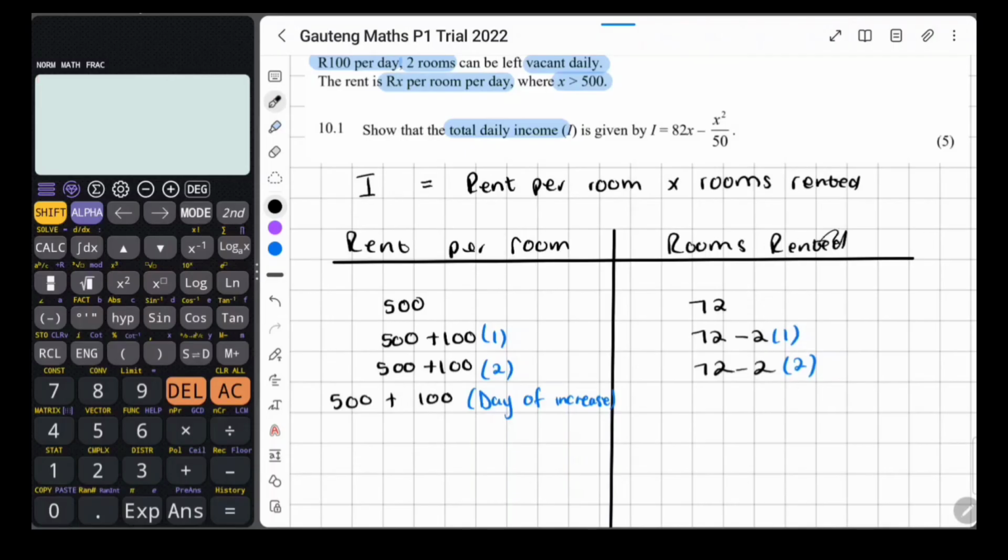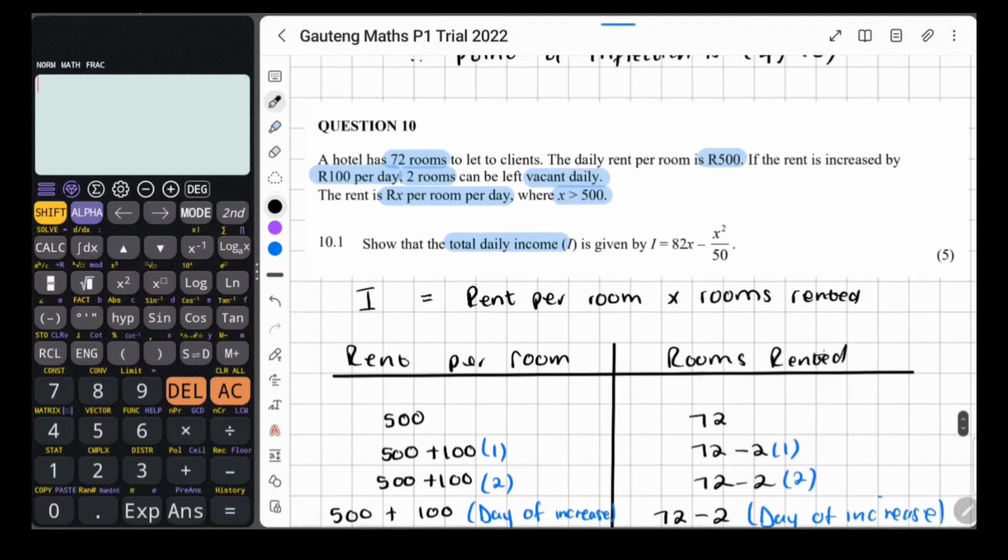And likewise, the rooms rented can also have a formula. It can also just be, as you can see, it's also doing the exact same thing. This formula or this pattern keeps decreasing by 2. So we can say that it's actually 72 minus 2 multiplied as well by the specific day of the increase.